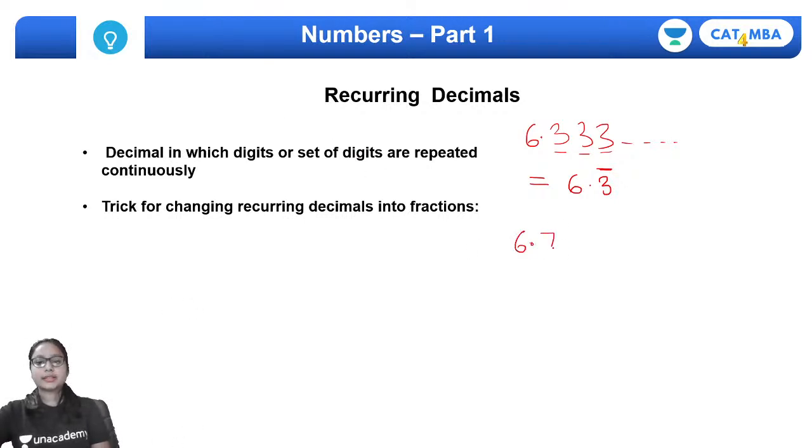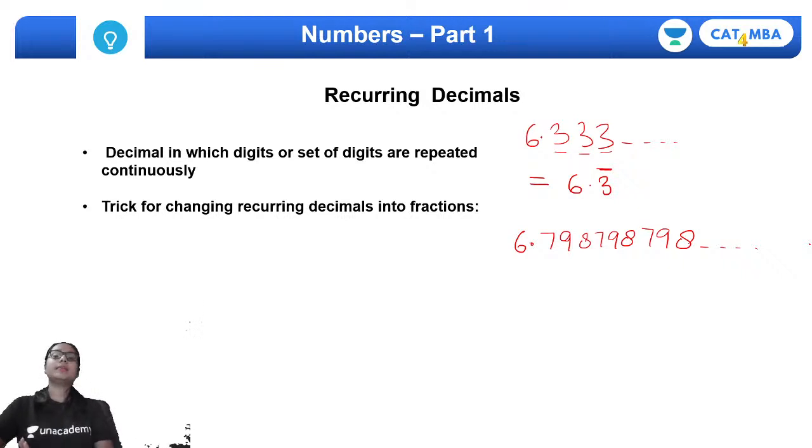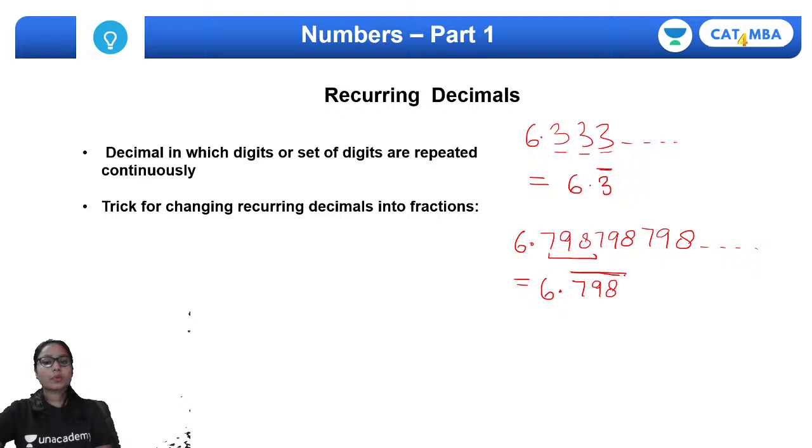Suppose the number is 6.798798798, so it is also getting repeated continuously, infinitely. These three digits are getting repeated in this pattern. So this number can be represented as 6.798 with a bar on it. This bar on these three digits represents the number 6.798798798 and so on.